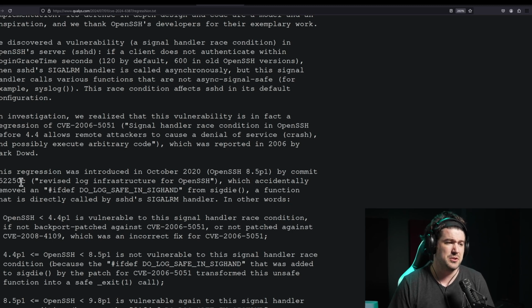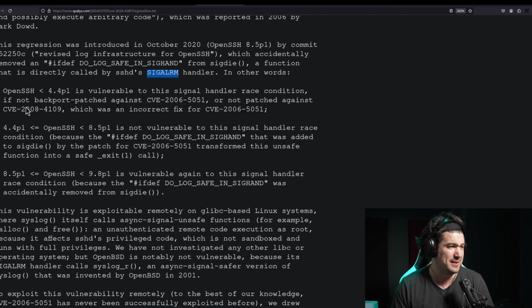This regression was introduced in October 2020. This is actually kind of the scary part. It's been out there for 4 years. If you've been keeping up to date, you made yourself vulnerable with the regression, which accidentally removed an ifdef DO_LOG_SAFE_IN_SIGHAND, this is C for you. This is terrifying. This is terrifying. From sigdie, a function that is directly called by sshd's SIGALRM handler.